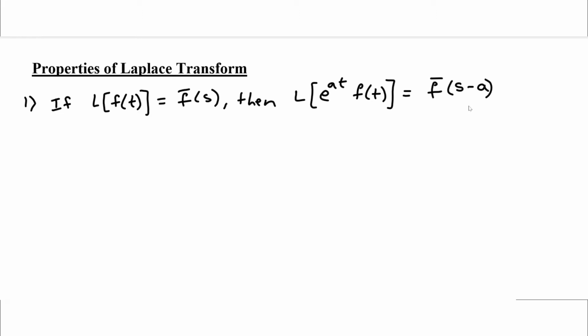If L of f of t is f bar of s, then the Laplace transform of e power of at f of t can be written as f bar of s minus a. So we are just shifting the value of s to s minus a. Therefore this property is also called the shifting property. So let us take a few examples based on this property.